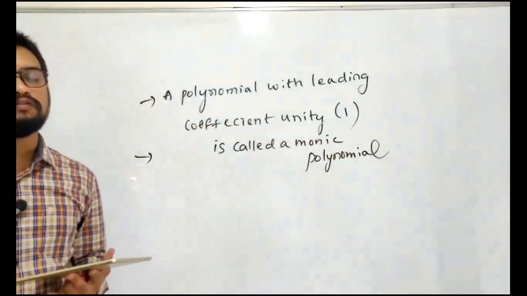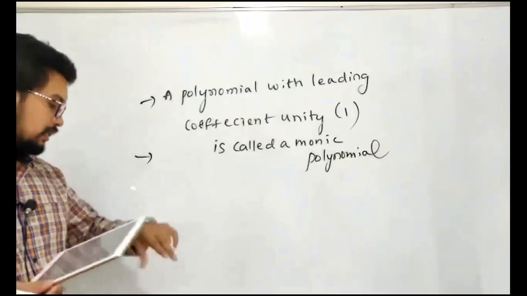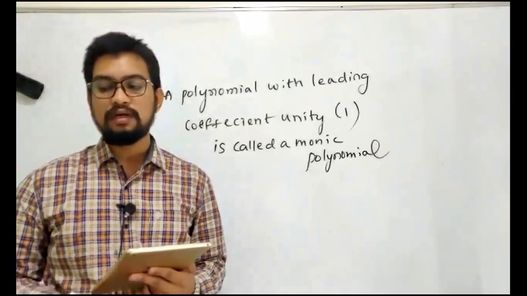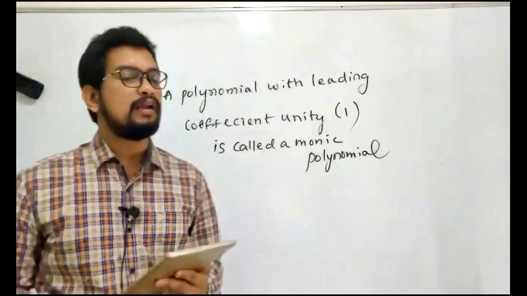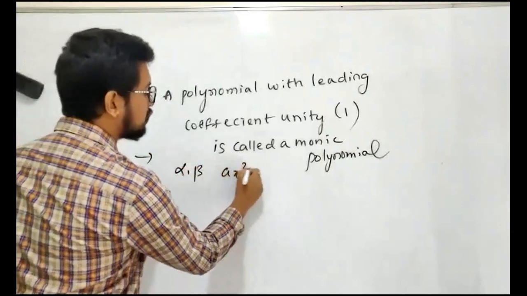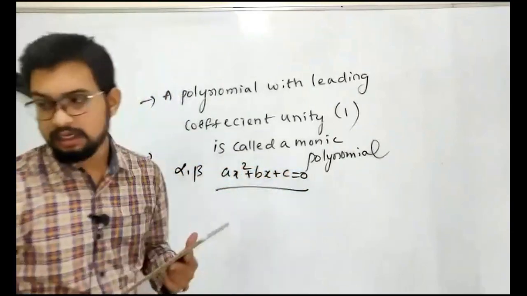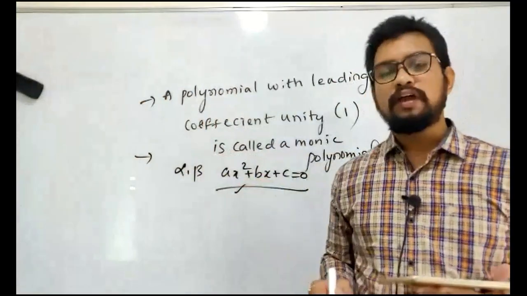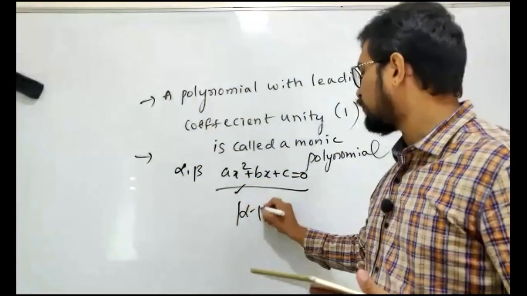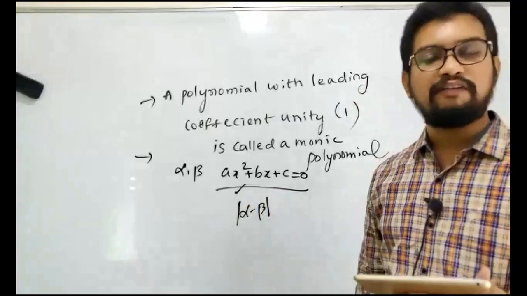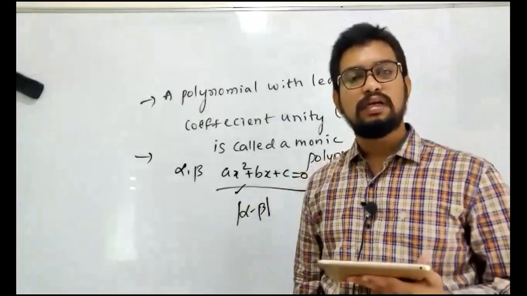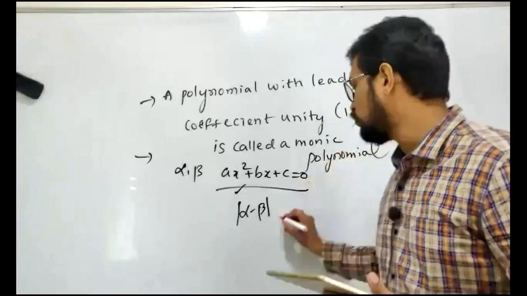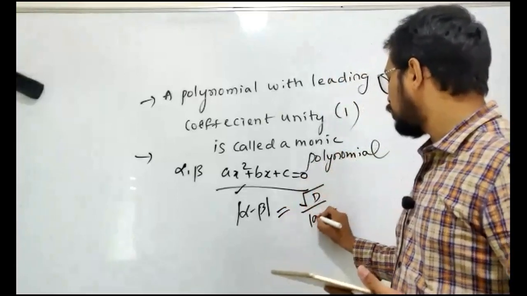Next point. If alpha, beta are the roots of ax square plus bx plus c is equal to 0, then modulus of alpha minus beta, which is the difference between the roots, is nothing but root d by mod a.